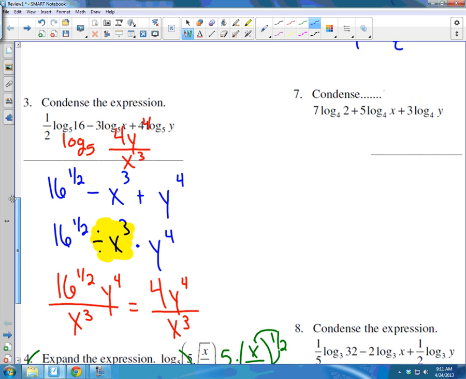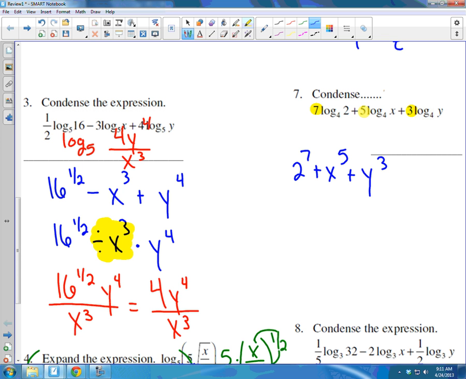All right, almost done with the side. On number 7, I'm going to condense. So the first thing is I'm going to move anything that's multiplied, not the 2, into the front as an exponent. So the 7 moves, the 5 moves, and the 3 moves. And when I do this, I'm going to rewrite it, but I won't put the logs. So it's going to be 2 to the 7th plus x to the 5th plus y to the 3rd.